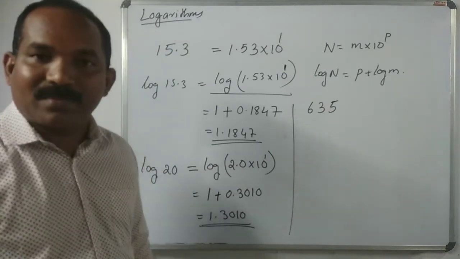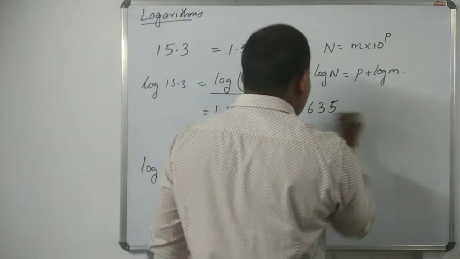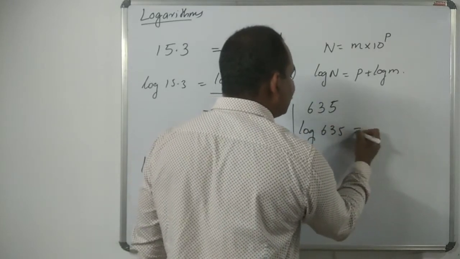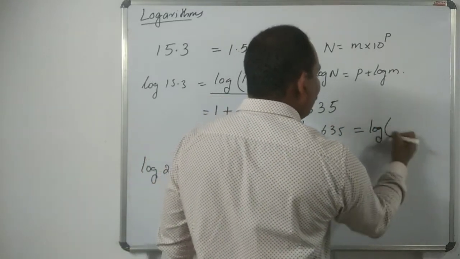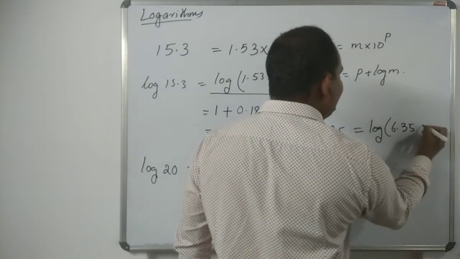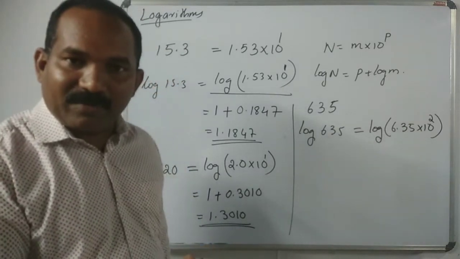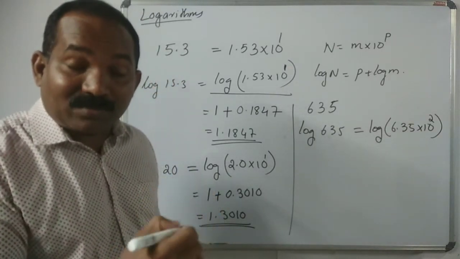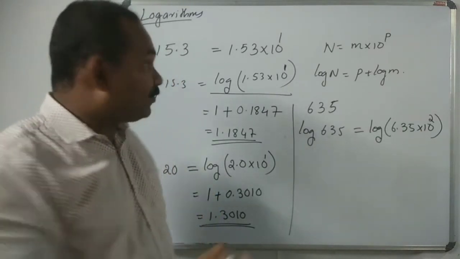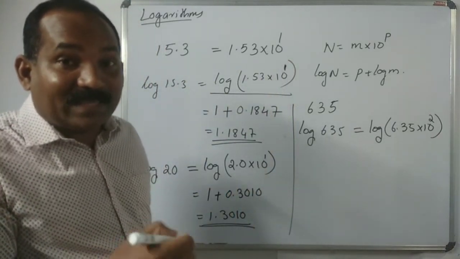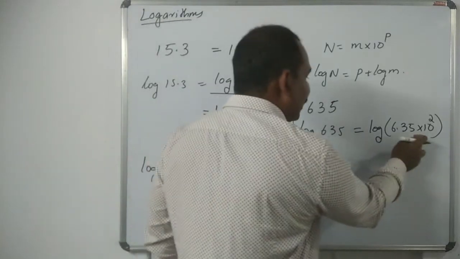635. Then log of 635 is equal to log of 6.35 into 10 raised to 2, isn't it? In the standard form. Okay, now we are skipping some steps. First of all, you can understand that I write all the steps. Now we skip some steps. Directly you can write this.